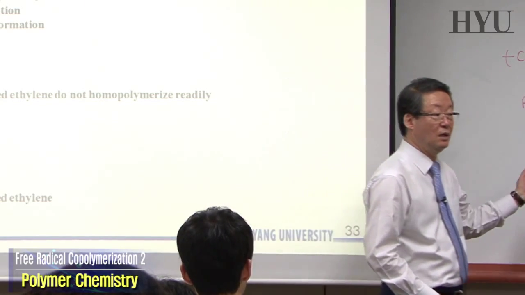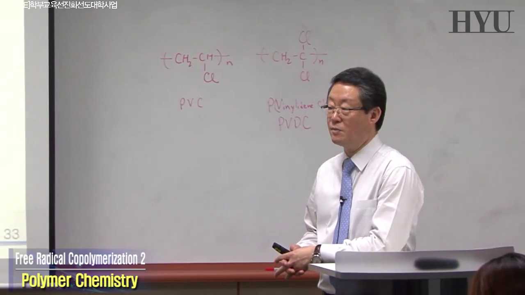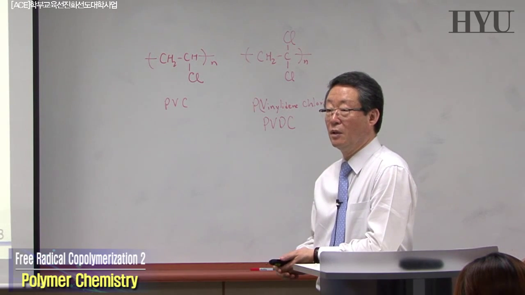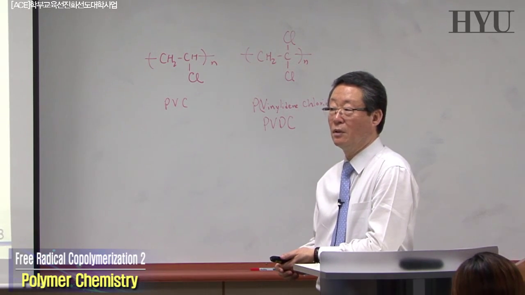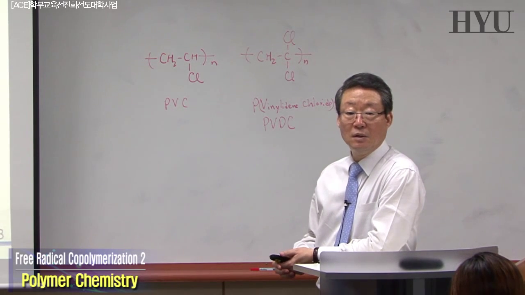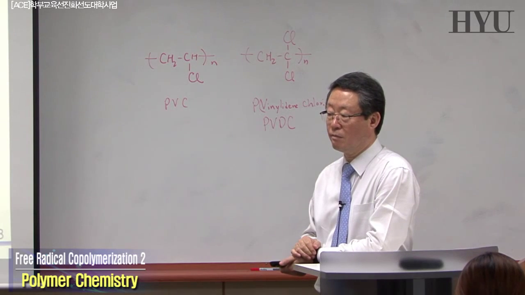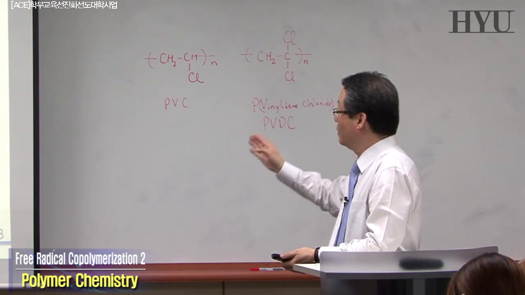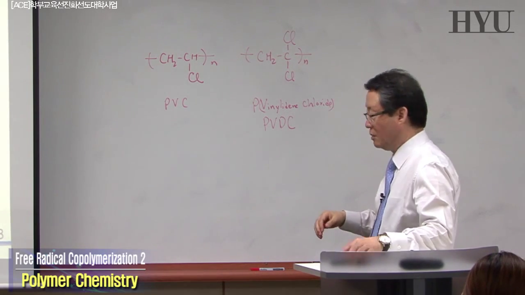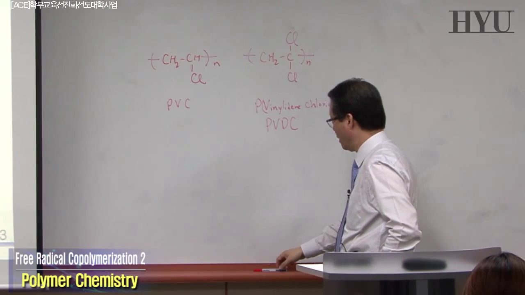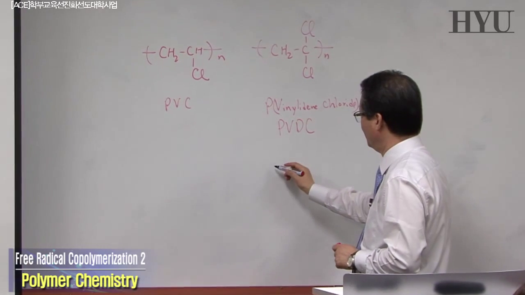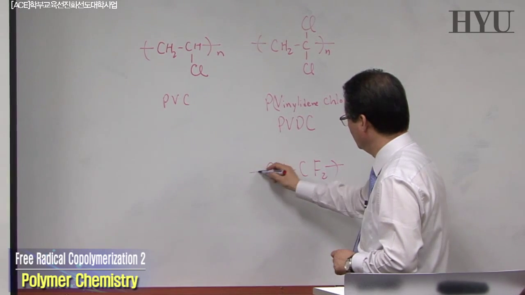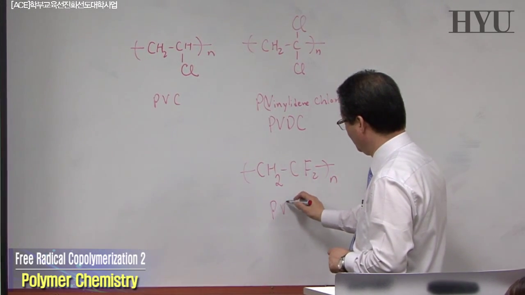But PVDC has been used in the wrapping industry as Saran Wrap from Dow Chemical because of the much higher stability of PVDC than PVC. PVC is less stable than PVDC. Therefore, PVDC is much more popular. And if you replace the Cl with fluorine, this is called PVDF.